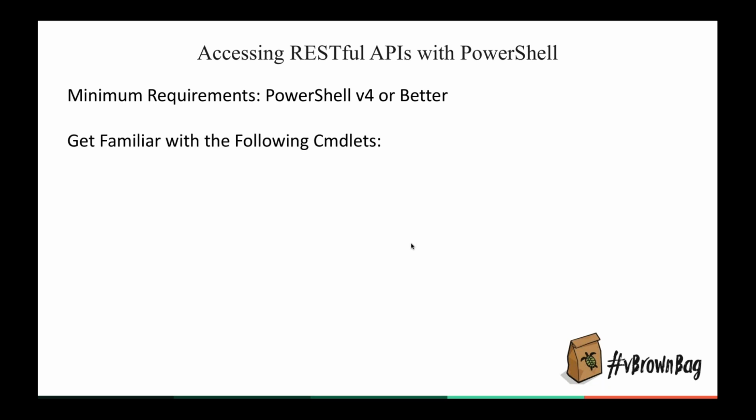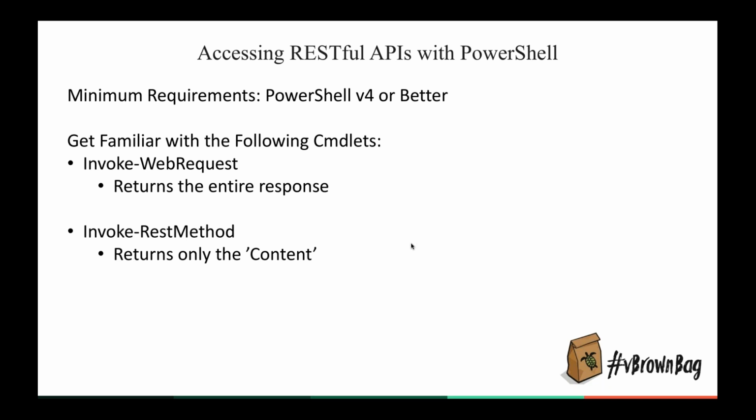From there, we're going to need to get familiar with a couple of these commandlets. First and foremost, Invoke-WebRequest. That is literally doing pretty much the same thing as what we were seeing in Postman and the API Explorer. You're going to get the entire response back. You're going to get the body, the headers, the status codes, everything.